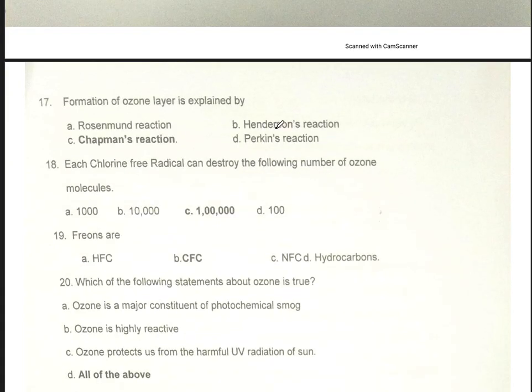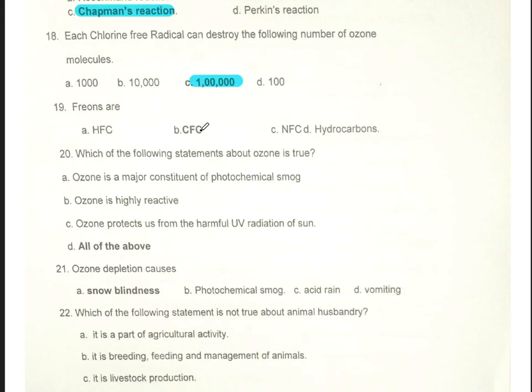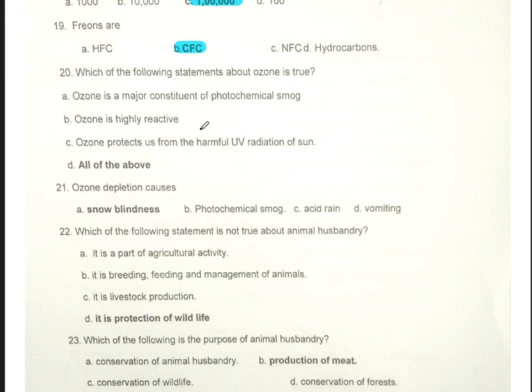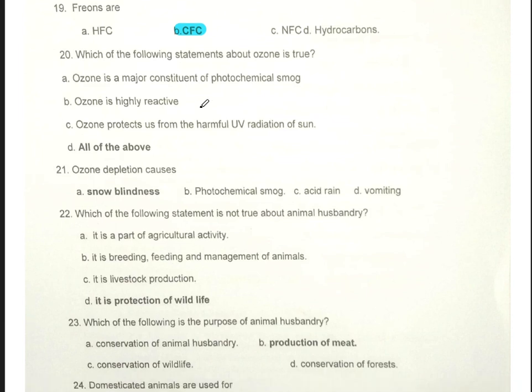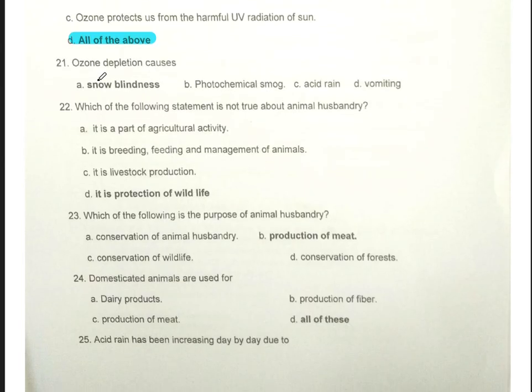Formation of the ozone layer is explained by Chapman's reaction. Each chlorine free radical can destroy one lakh ozone molecules. Freons are also CFC. Which of the following statements about ozone is true? Ozone is a major constituent of the photochemical smog. Ozone is highly reactive. Ozone protects us from the harmful UV radiations of the sun. All of the above. Ozone depletion causes snow blindness.